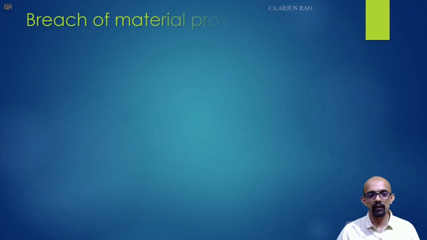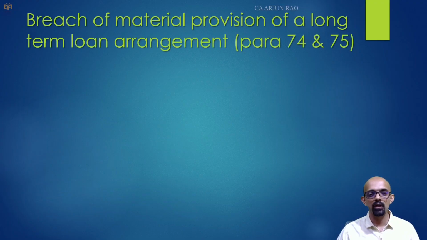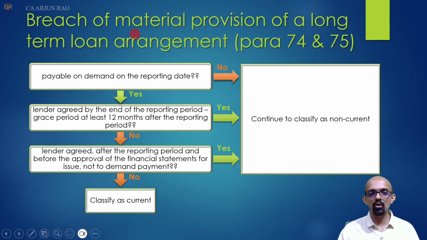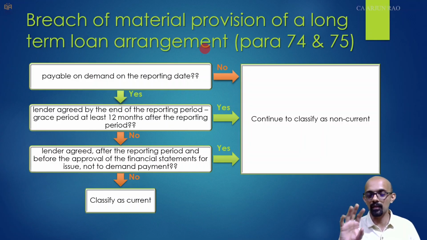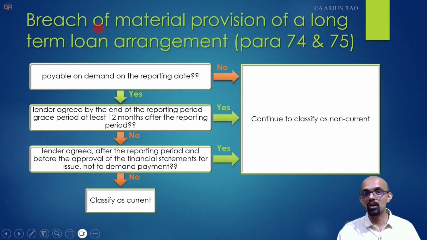Next is a similar concept, breach of material provision of a long-term loan arrangement, para 74 and 75. So, many of these long-term loan arrangements may come with some conditions like promoters' contribution, etc. So, suppose as per the arrangement, promoters were supposed to bring in so much. The bank has given a loan subject to promoters contributing X amount by X date, and they have not brought in that amount. Okay, that would be a breach. So, because of that breach, as per the terms of the arrangement, does it become payable on demand? You have to see.